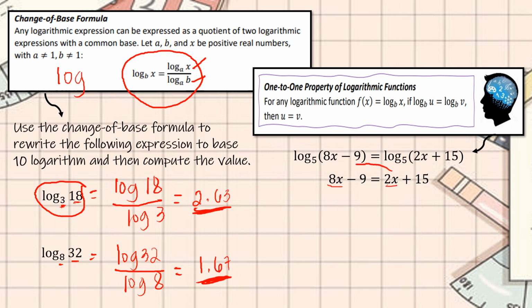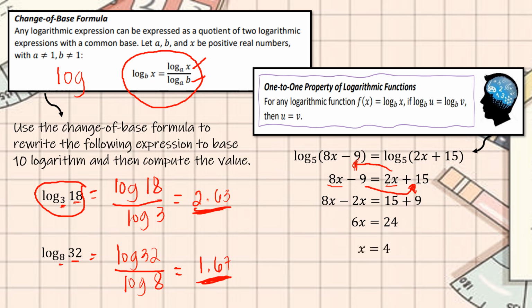So, si 2x lipat natin sa kabila. Then, si negative 9, since wala siyang variable, isama natin siya kay 15. So, lipat natin sa kabila. Okay, so magiging 8x minus 2x is equal to 15 plus 9. So, 8x minus 2x is equal to 6x. Then, 15 plus 9 is 24.